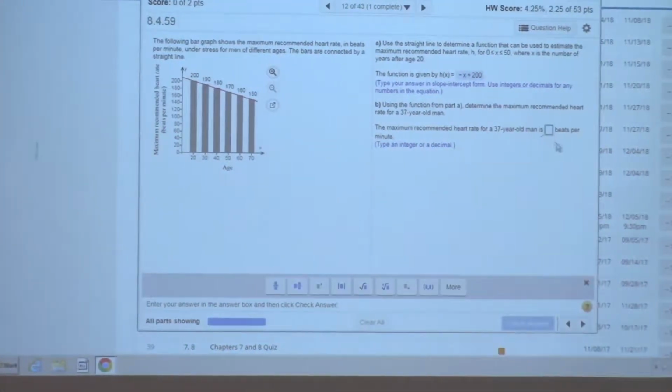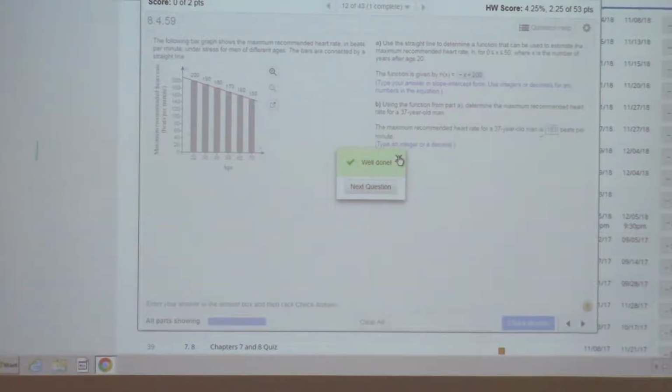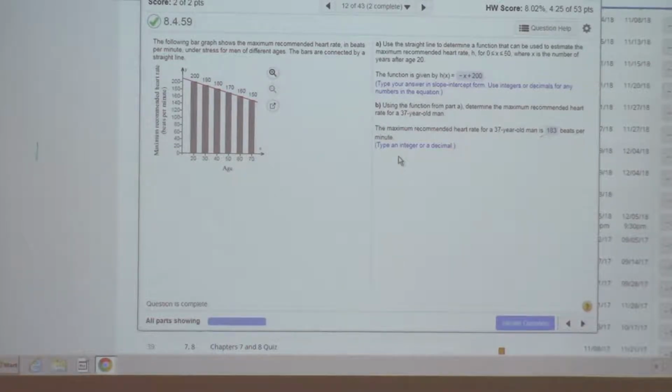let's see, 200 minus 17, what is that? 183, yes, 183. Okay. All right, so this is an important question. Some of you didn't get it correct on the quiz.